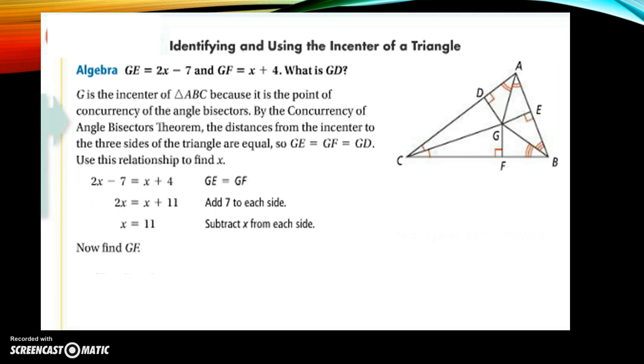To find GF, we know that they're all equal, so we can substitute into either one. I'm going to substitute into GF and do 11 plus 4, which gives me 15. So I know that GF is equal to GD, so GD equals 15.